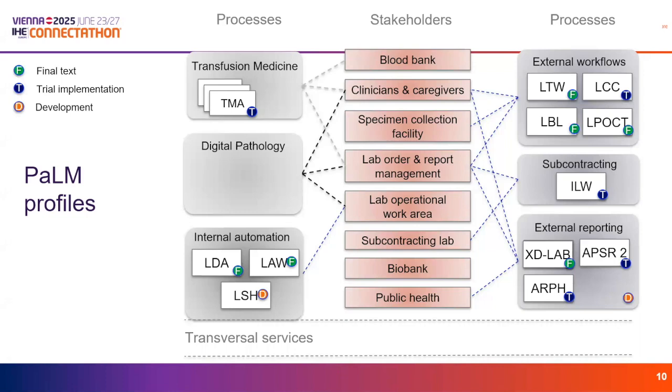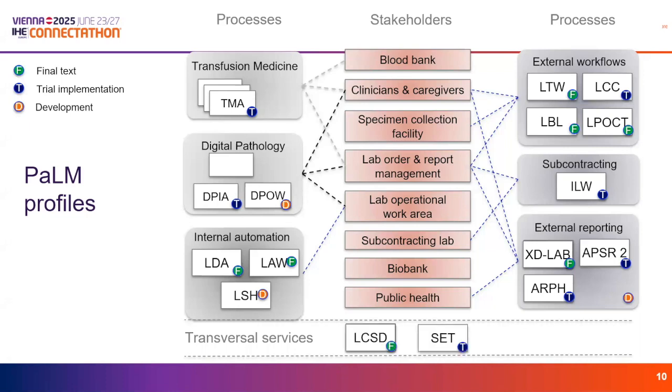And then we're working on the laboratory specimen handoff profile now. Digital pathology we'll spend a lot of time talking about. So we currently have 2 profiles that we're definitely working on. And then we have some transversal services, stuff that doesn't really fit any of those lines. The code set distribution specification, the LCSD, and then the specimen event tracking. And these are the ones where my animation didn't work.